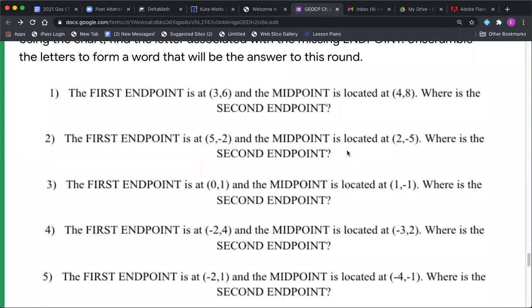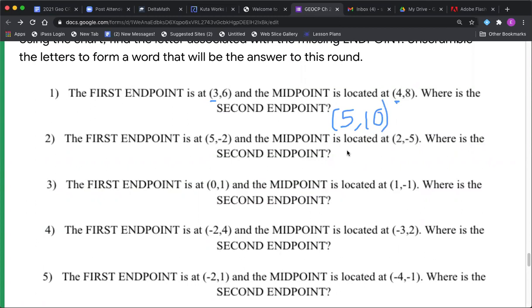So I'm going from 3 to 4. How do you do that? You add 1. So I'm going to add 1 more: 5. Then I do the same thing for the y's. To get from 6 to 8, I add 2. So I'm going to add 2 again. 8 plus 2 is 10. So (5, 10) is my answer.